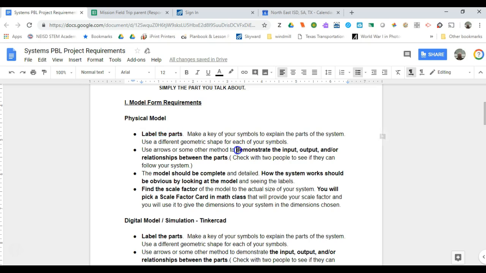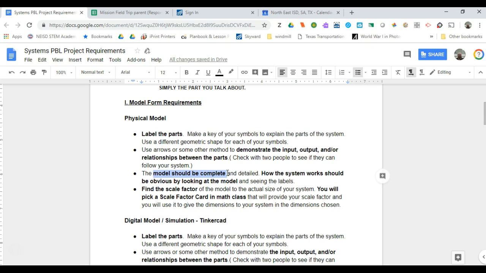You need to demonstrate the input, the output, and the relationships between the parts. It needs to be so self-explanatory that somebody else who doesn't know about your system can look at it and understand it. Make sure you are paying attention to that and that you get somebody to check, either me or one of the other teachers, or perhaps another student would be better if they don't know as much about it. Now, the model should be complete. If you're doing a grandfather clock as your system, don't show up without the clock mechanism parts laid out.